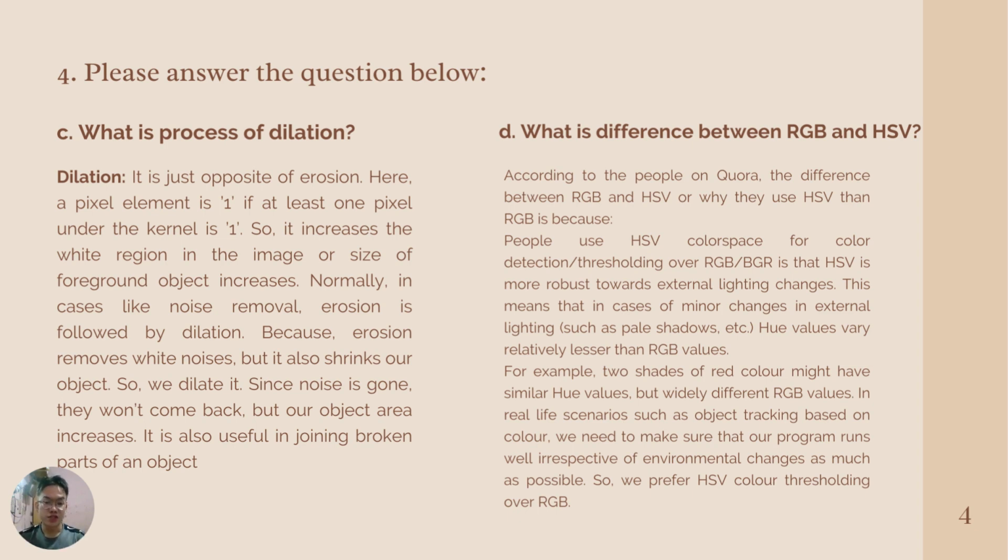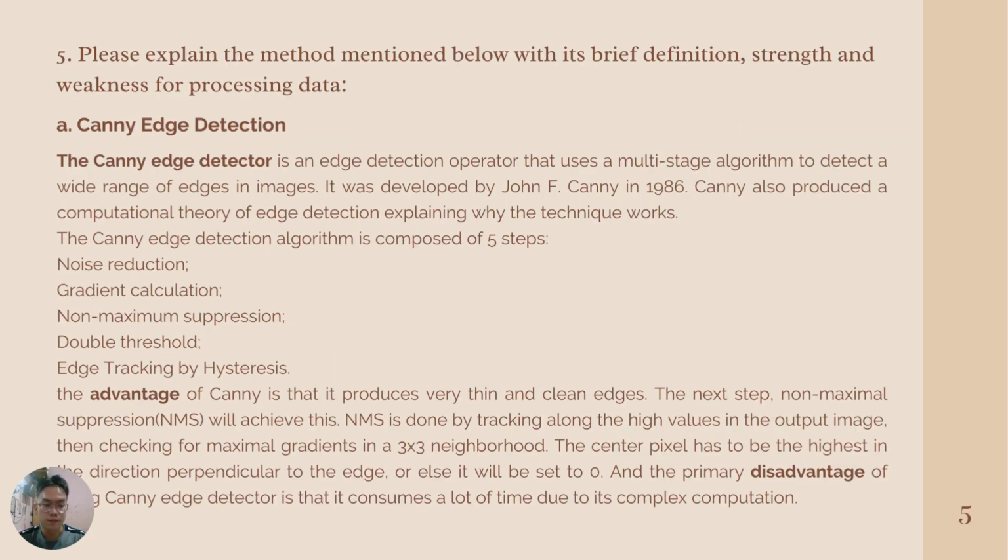For example, two sets of red color might have similar hue values but widely different RGB values. In real-life scenarios such as object tracking based on color, we need to make sure that our program runs well irrespective of environmental changes as much as possible, so we prefer HSV color thresholding over RGB.